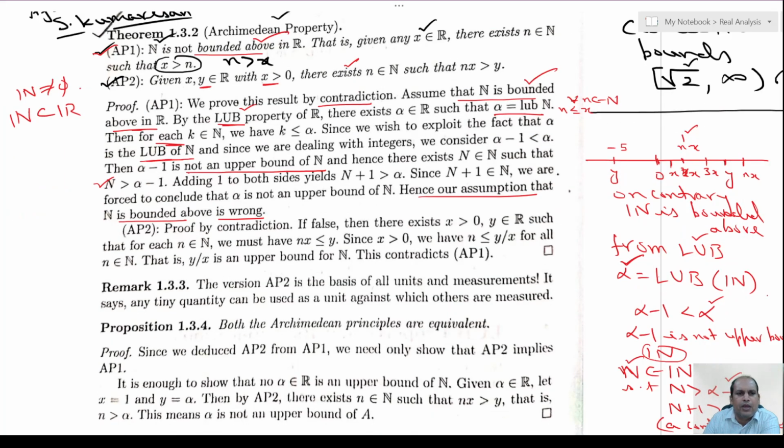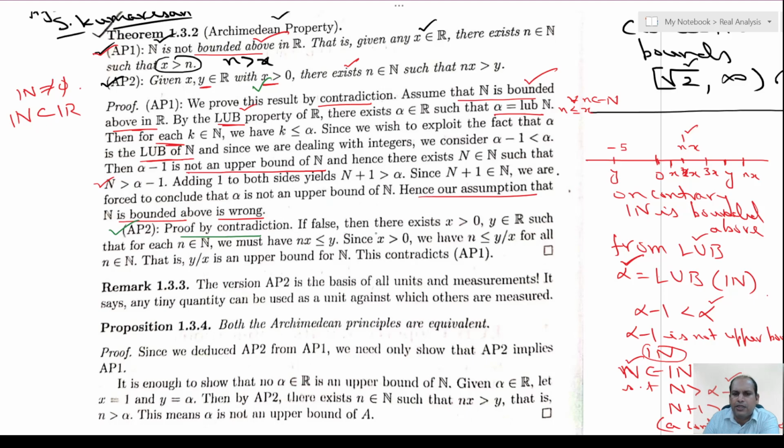Of this principle, we need to prove that given x, y belonging to R, any two real numbers with x greater than 0, there exists at least one natural number n such that n times x will exceed y. Very important result. Again, we will do it by the method of contradiction. Let us suppose that this result is false, meaning there exists at least one x which is not following this condition. I mean, for that x, for every n, nx is less than or equal to y.